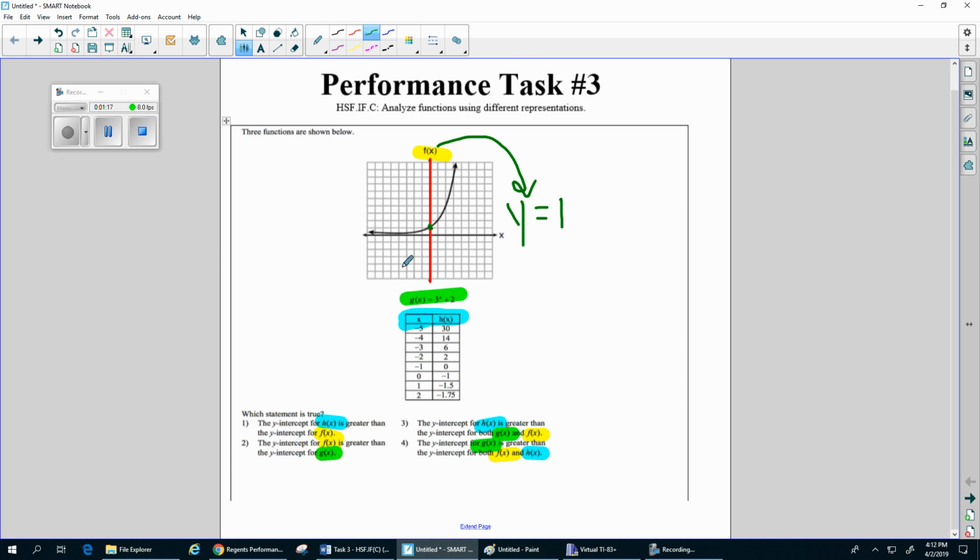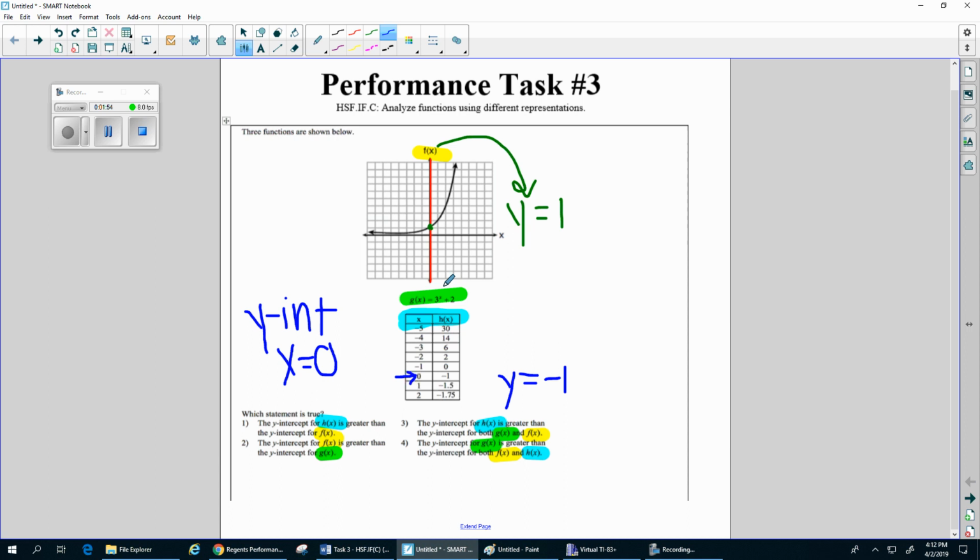The equation might be a little bit harder, so let's go ahead and take a look at our table first. If we're looking at our table and we're looking for the y-intercept, the y-intercept is always when x is equal to 0. So I'm going to look at my graph. The y-intercept is when x is equal to 0. That's right here, and the y value there is going to be -1. So for my y-intercept for h of x, it's a table, and I get -1.